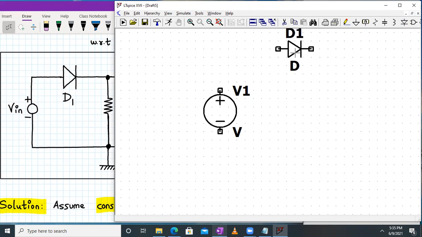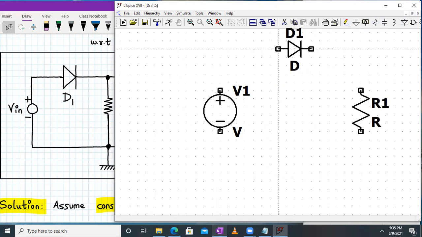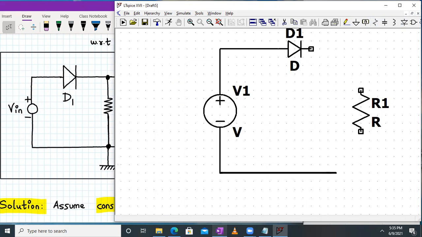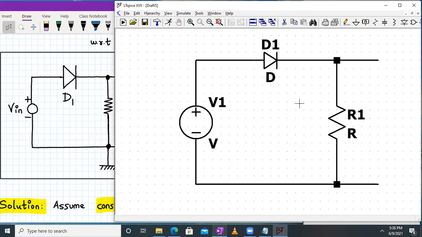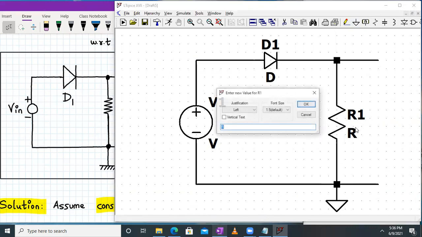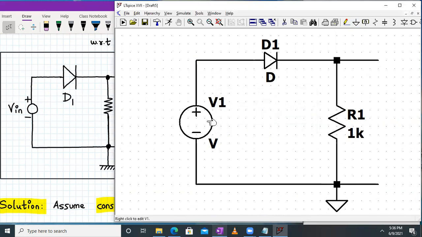So here is my diode, then the resistor will come over here and I have to join the circuit. Very simple. Okay, I can extend it for just showing this is the output. This is where I'll take the output across the resistor, and don't forget to add the ground. So here is my ground. Now over here, the supply, the resistor is 1K.